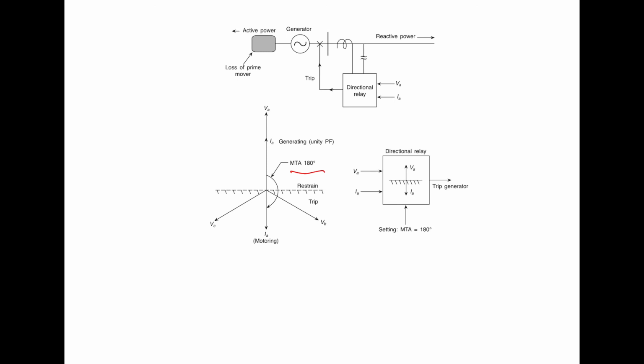And one more thing we have to take into consideration: the magnitude of the reverse current phasor is quite small, because it is taking a very small amount of active power, that is real power, which is just enough to meet the losses and drive the turbine. So the directional relay for detecting the loss of the prime mover needs to have a high degree of sensitivity compared to the directional relay used for overcurrent protection.